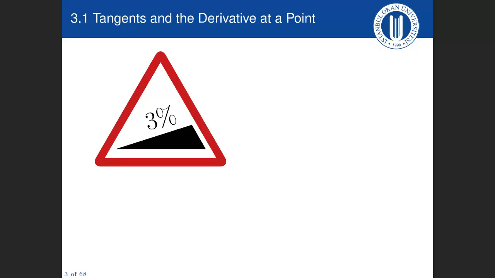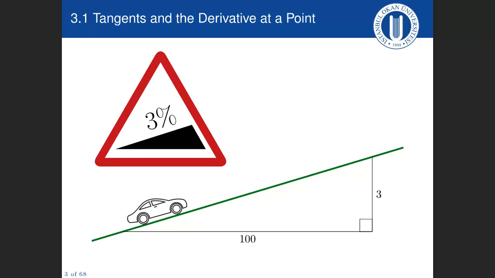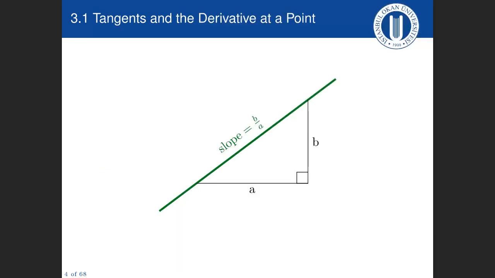You've seen a road sign like this. What this means is if the road goes forward 100 meters, then it goes up 3 meters. In mathematics, we write this as slope is equal to 3 over 100.